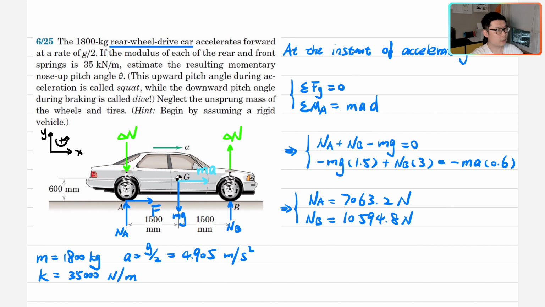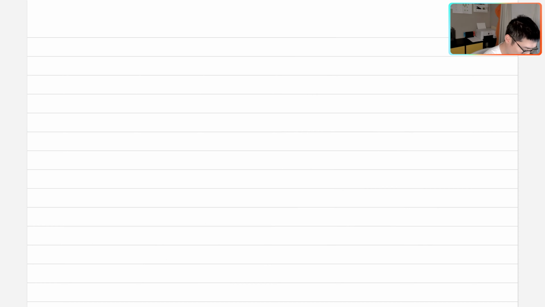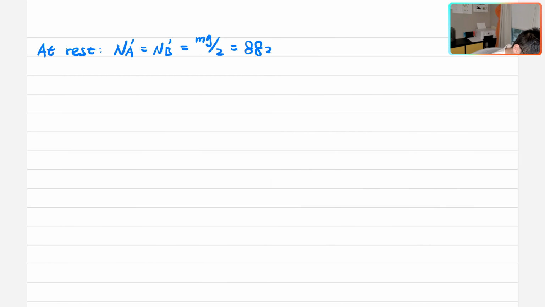Okay, so now take a look at rest. At rest, what do we have? Well, at rest, your two forces are equal, NA and NB, and they equally share the force given by the entire weight of the car. So we'll just call this NA prime and NB prime. The two normal forces at rest, given to the rear wheel and the front wheel, is the weight over 2, 8829 Newton.